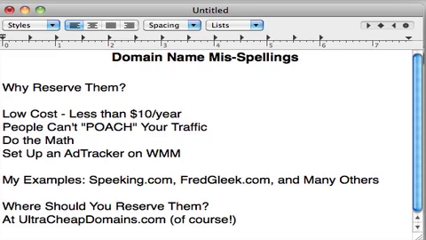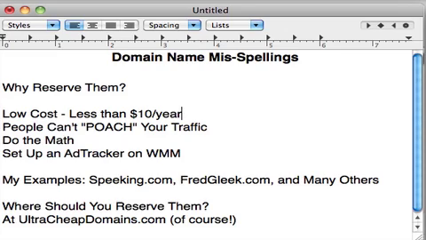So people who are smart and are out there trying to what I call poach traffic can't poach your traffic. Let me define what poaching traffic means. Since I own fredgleek.com, and that's number one for information marketing, if somebody had reserved the misspelling, they could have taken that domain name and sent it somewhere else where they sold something related to information marketing, thinking that people who were looking for me would probably be looking for something related to information marketing. So they're poaching my traffic.